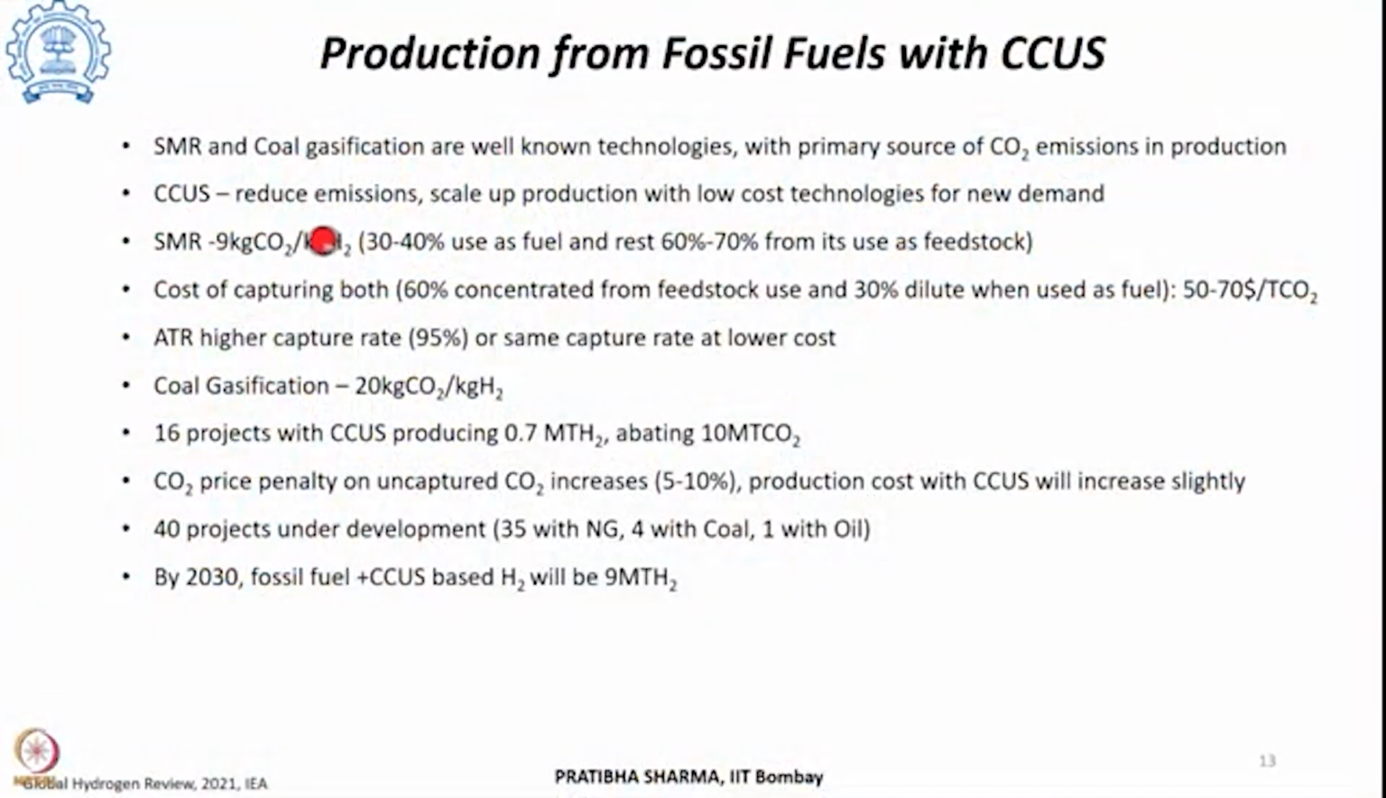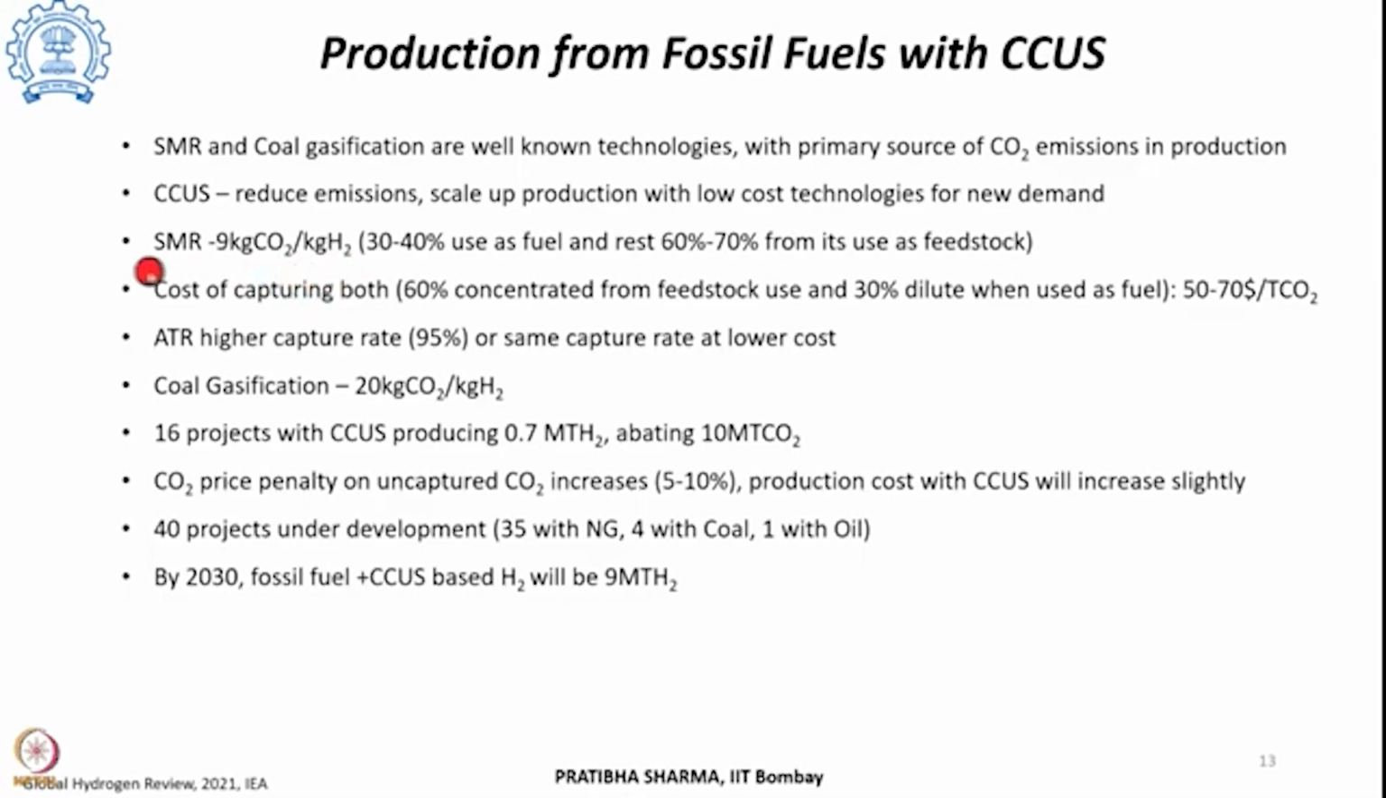It is not only to reduce the emissions associated with hydrogen production, but at the same time, when CCUS is integrated, we can still use these low cost technologies, scale them up and meet the growing demand for hydrogen. When CCUS is integrated, the cost of hydrogen produced increases by roughly $0.5 per kg of hydrogen. With steam methane reforming, if we consider the emissions, 9 kg of carbon dioxide is released per kg of hydrogen produced.